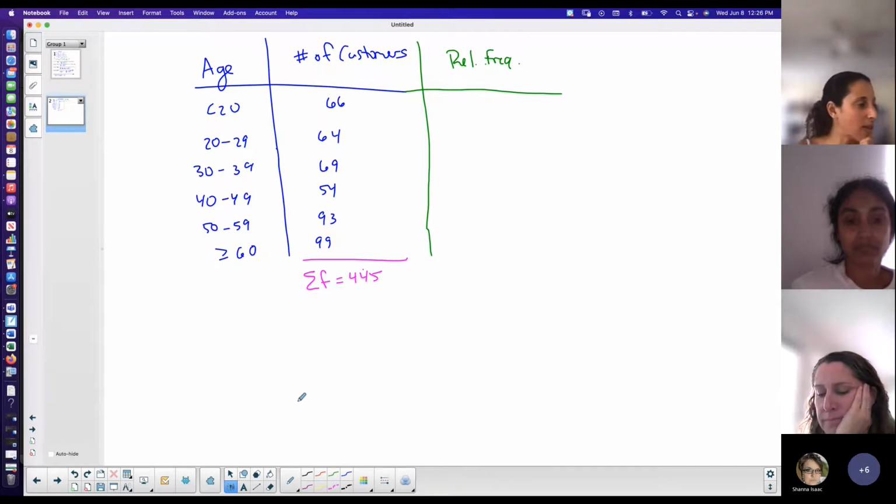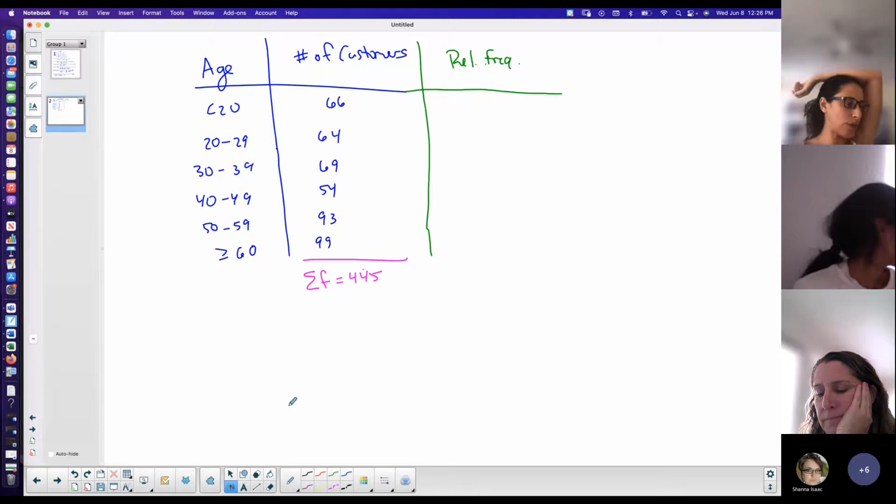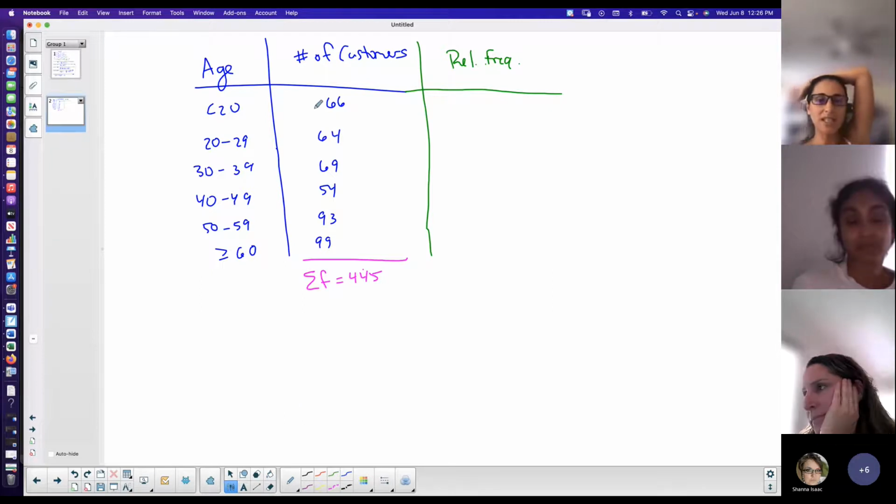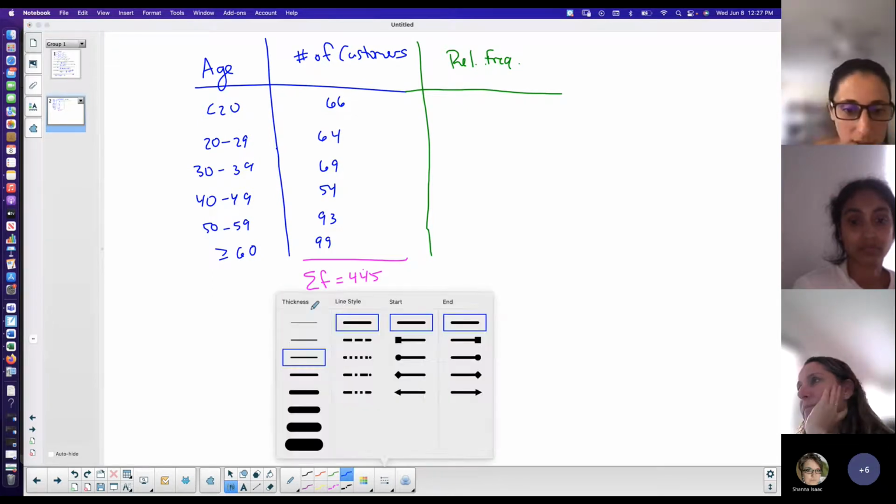The store manager gathers some demographic information from the store's customers. The following chart summarizes the age-related information they collected. So 66 customers are less than 20. 64 customers are between 20 and 29 inclusive. 69 customers are between 30 and 39 inclusive.